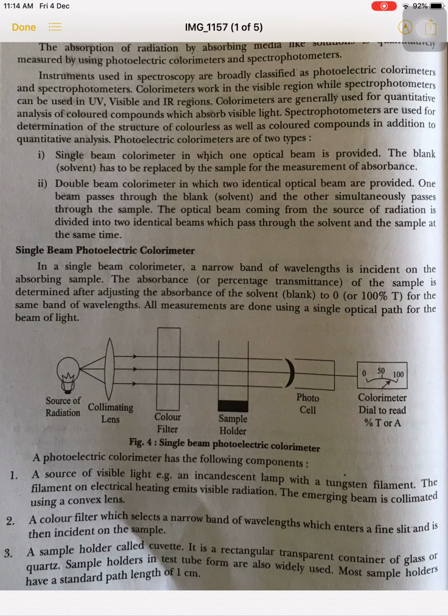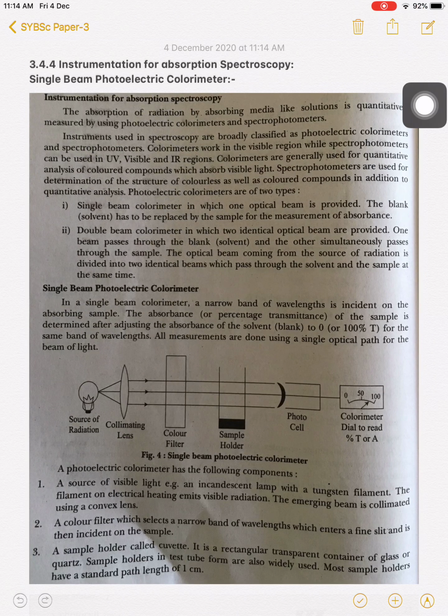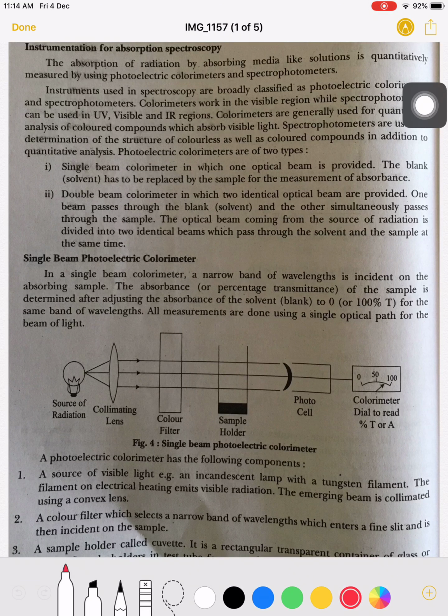Now I will show you how the sample holder looks. So this is a cuvette. In that we are using a solvent or sample, and that cuvette is put in between the source of radiation and the photocell.